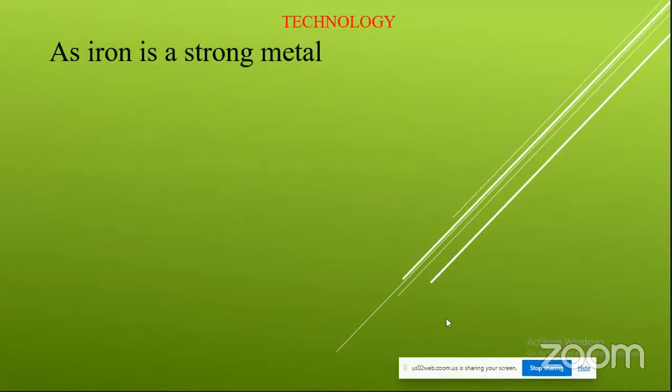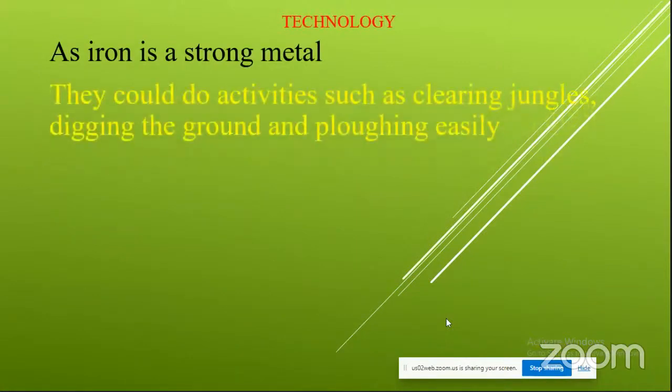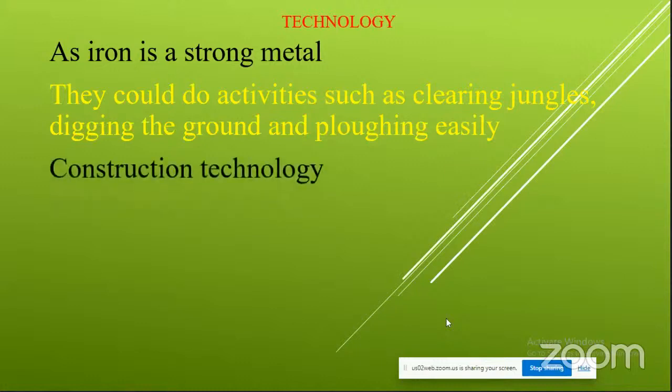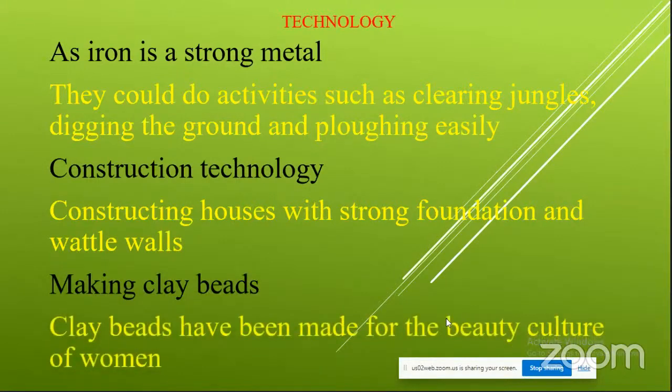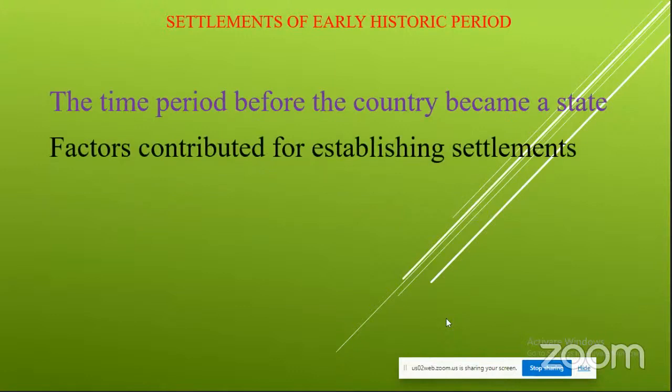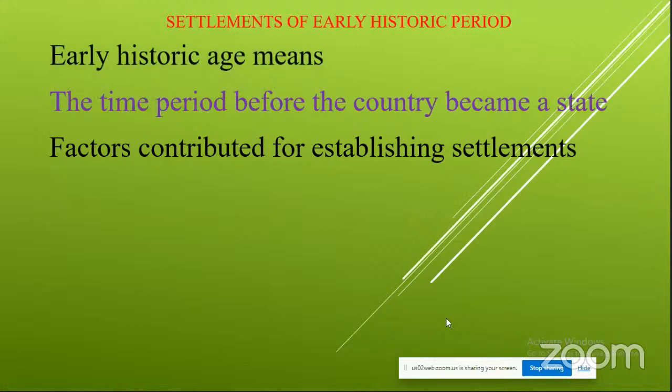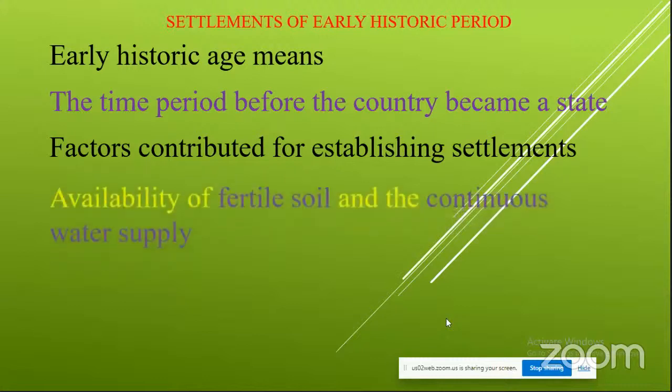As iron is a strong metal, they were using iron implements. The iron implements could be used to clear jungles, dig the ground and plow easily. And their construction technology, we know that the houses were made with strong foundations and wattle walls, and with clay they were making beads. However, this time period we call the early historic time period. Now we come to the end of the proto-historic time period, the early historic time period.